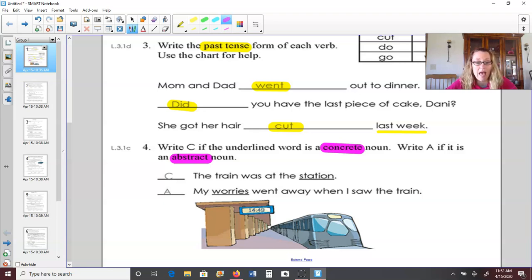The train was at the station. Well, a station is an actual place, as you can even see in the picture, so this would be a concrete noun. We're going to put the letter C. My worries went away when I saw the train. Worries is an abstract noun. We can see what it looks like when someone is worrying, but we can't actually see worry on its own, what worries looks like. So that would be the abstract noun. Okay? Over to the next page.